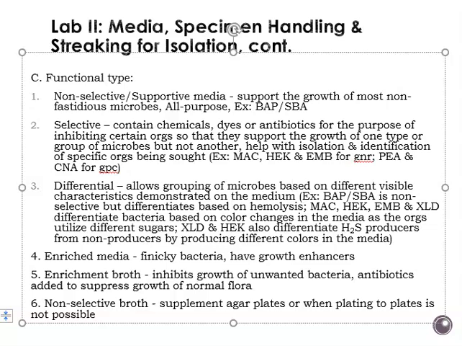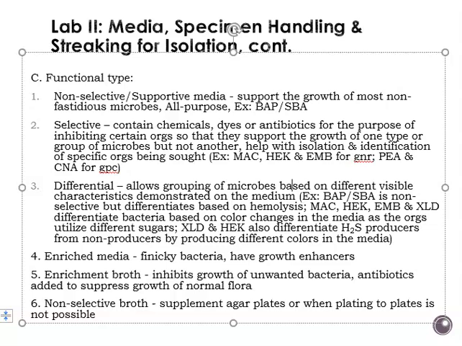Then enriched media, this is more for finicky bacteria, so they're going to have some type of growth enhancer in the media that are added to non-selective agar to allow fastidious organisms to grow. So examples of that would be chocolate, modified Thayer Martin, which is abbreviated as MTM, and Campy plates.